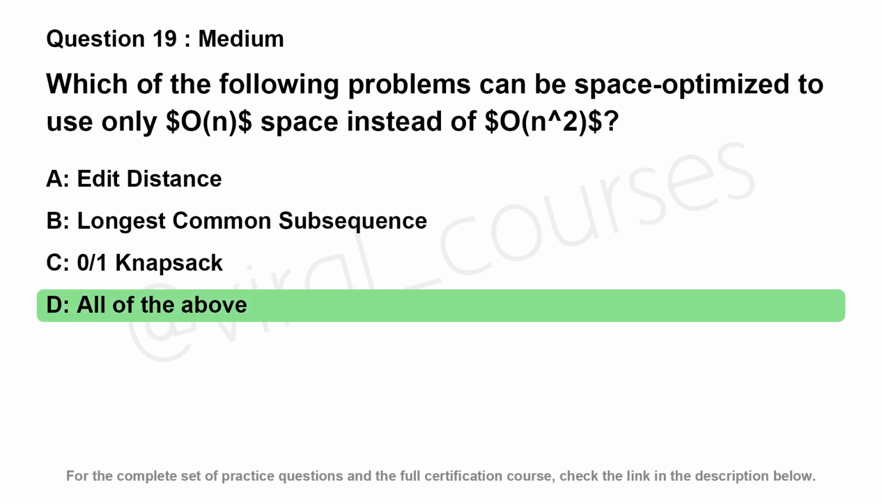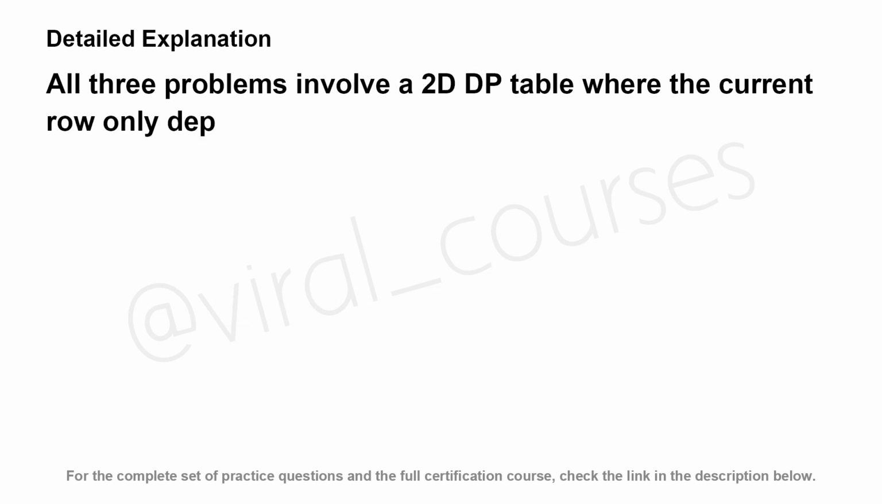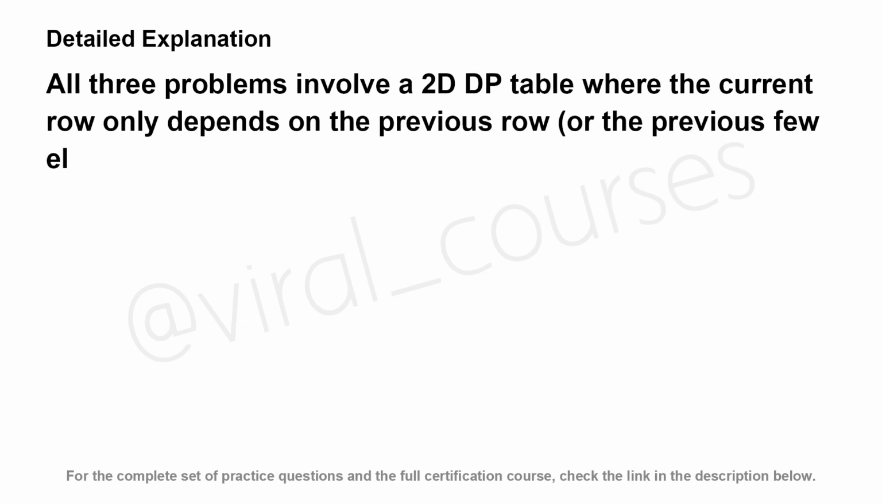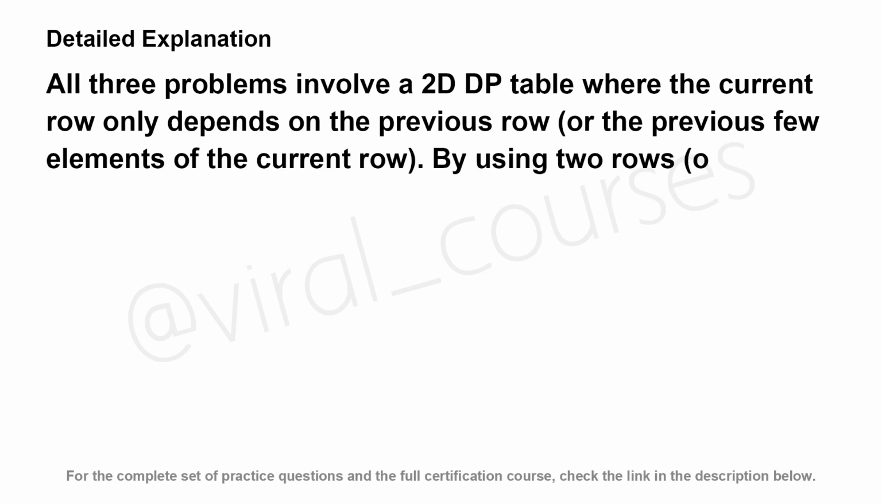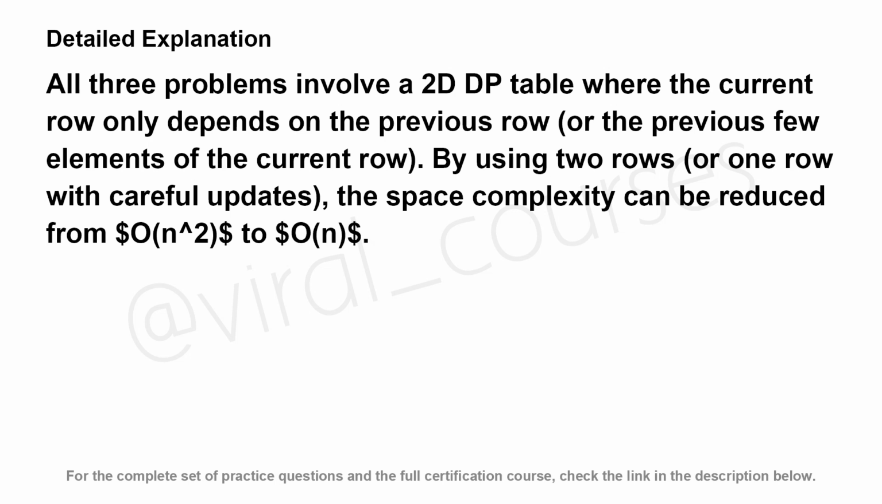The correct answer is D. All three problems involve a 2D DP table where the current row only depends on the previous row, or the previous few elements of the current row. By using 2 rows, or 1 row with careful updates, the space complexity can be reduced from O(n squared) to O(n).